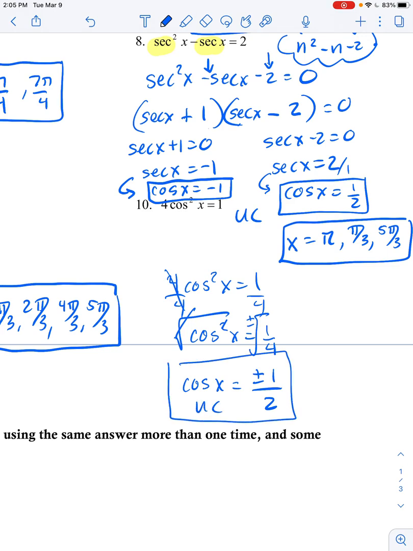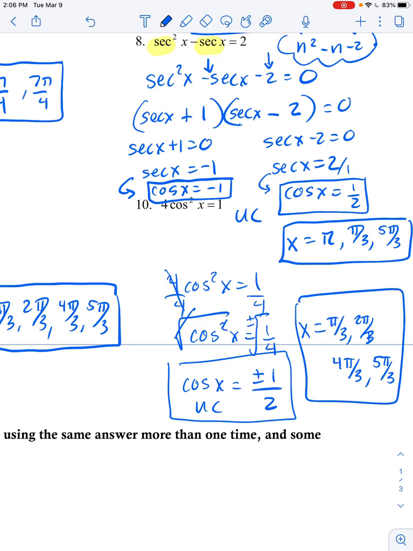This is what I need to look up on my unit circle. Any place that the cosine has a value of positive or negative 1/2. So going counterclockwise around, I see that's at pi thirds, it has positive half. And at 2 pi thirds, it has -1/2. And at 4 pi thirds, it has a -1/2 value. And at 5 pi thirds, it has a +1/2. But because we did square root, we're looking for both the positive and negative option anyway.